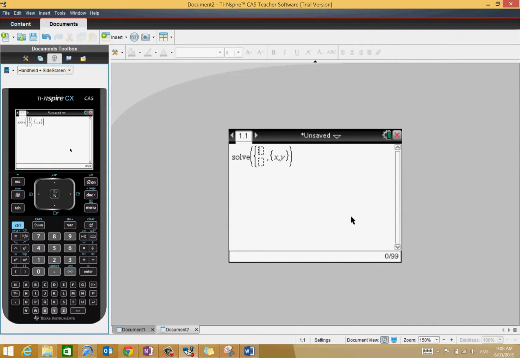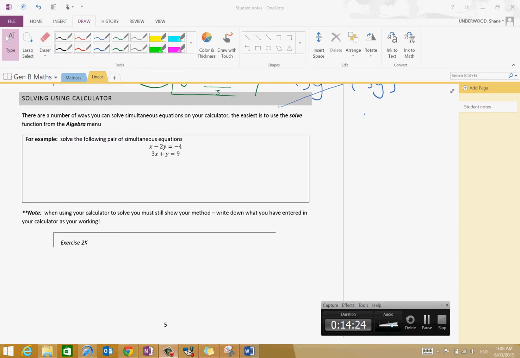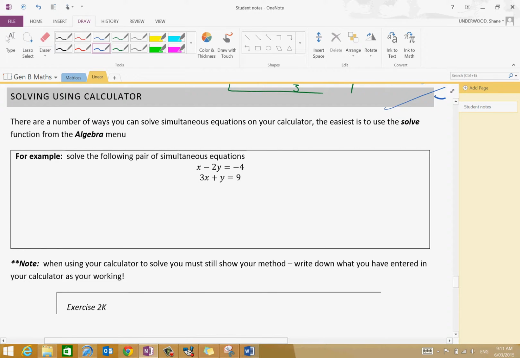Okay, can I get you to have a go at that, please? I'm going to pause the video, and away you go. In the room. Okay, now this one: x minus 2y is equal to minus 4. Now it says here you can use your solve function, but not solve. What are we using? Linsolve.